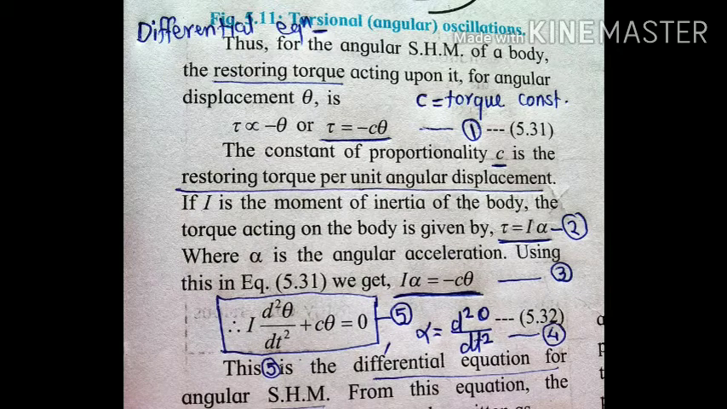Substitute this value of alpha is equal to d2 theta upon dt square from equation 4 in equation 3. Then we get I into d2 theta upon dt square is equal to minus C into theta, and rewrite this as I into d2 theta upon dt square plus C theta is equal to 0. Equation number 5. This equation 5 is the differential equation of angular simple harmonic motion.